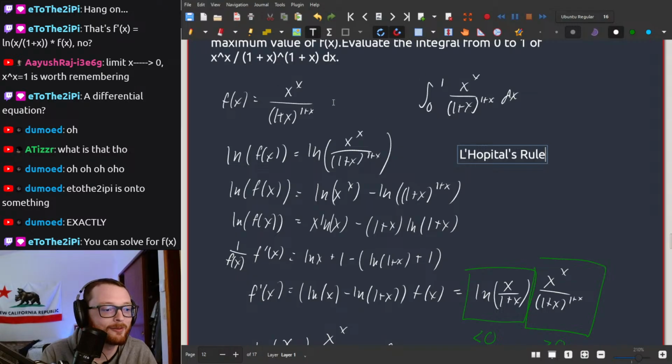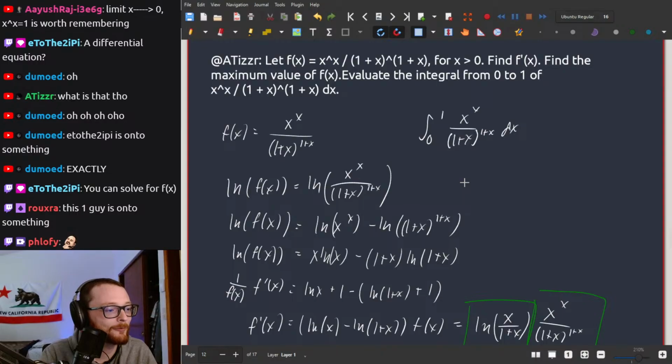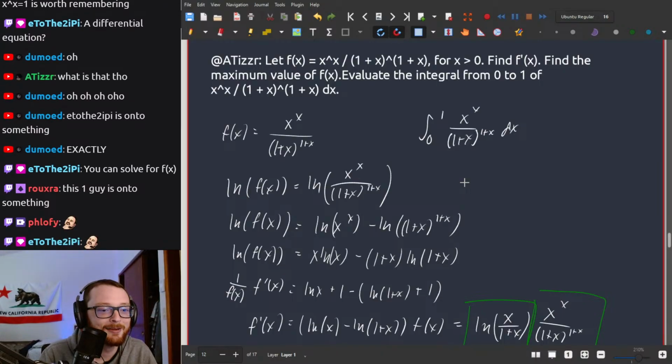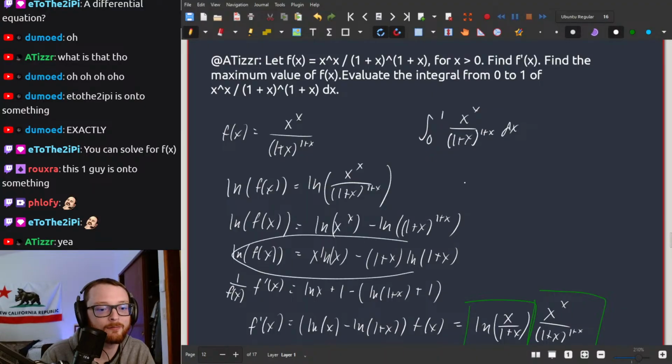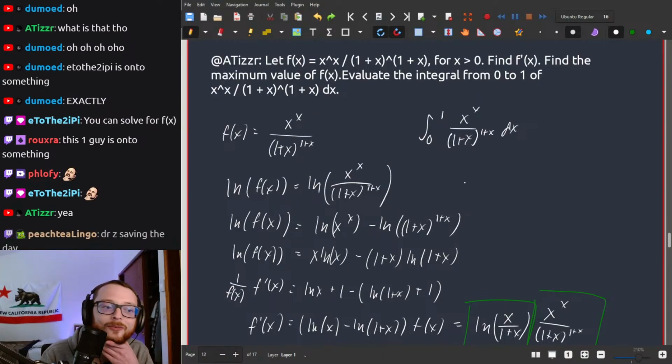Well, we already know what f of x is. That's given to us in the problem, right? So one guy is onto something. Oh wait, are you asking what L'Hopital's is also? Actually, could you do the limit? Can I take the limit of this as x goes to 0? I think that's valid. I know that's easier. Okay, if you don't know L'Hopital's, that's a little bit tough to do this limit.